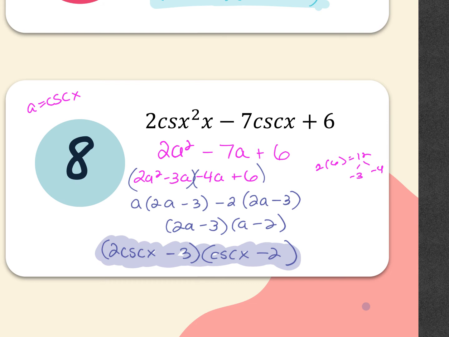All right, so this is what you should have gotten. Maybe the order is reversed, but the signs have to be the same, okay? So I made a cosecant of x, and I got 2a squared minus 7a plus 6. I plugged that in, then I did first and last. 2 times 6 is 12. Factors of positive 12 that sum to negative 7 are negative 3, negative 4. Plug those in, factored by grouping, and ended up with 2a minus 3 and a minus 2. And then you want to substitute back in your cosecant. Questions on that one?